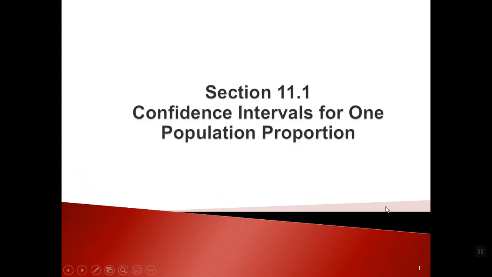Today I'm going to start a new chapter, chapter 11. In this chapter, we are going to talk about one population proportion. Section 11.1 is specifically based on confidence intervals for one population mean.